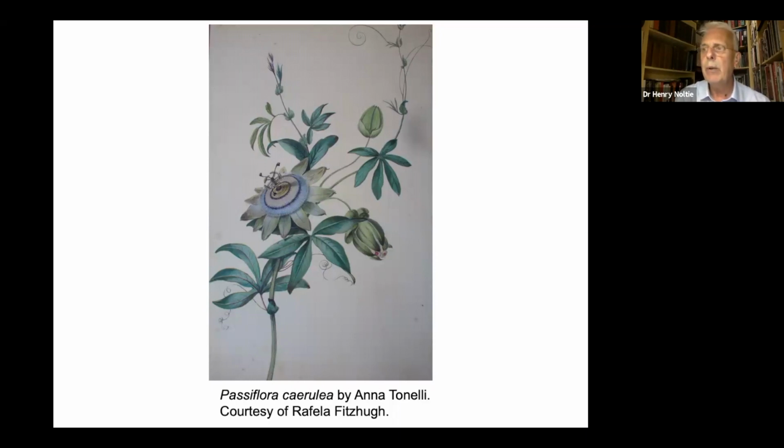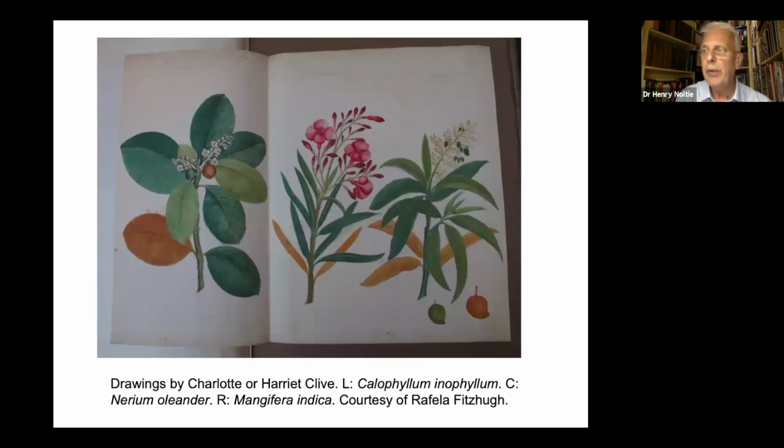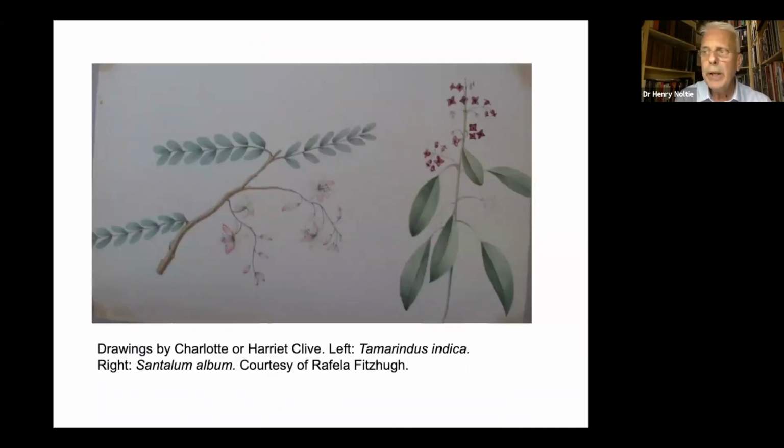as well as professional botanical drawings by Tonelli, such as this superb Passiflora, are charming drawings by the 2 girls made when they were only 14 or 15. These provide contemporary illustrations of some of the Indian species mentioned in the Gwillim letters, including the oleander and mango seen on this right-hand page, and tamarind and sandalwood.